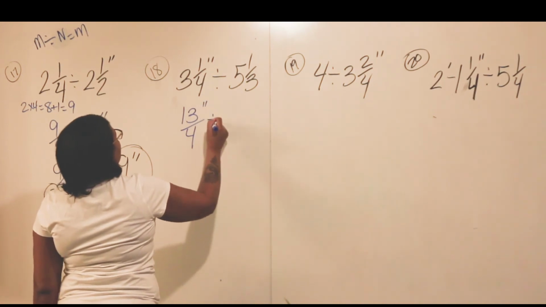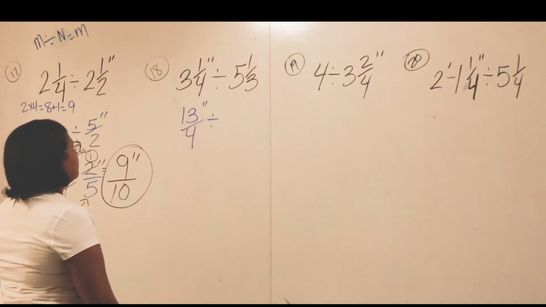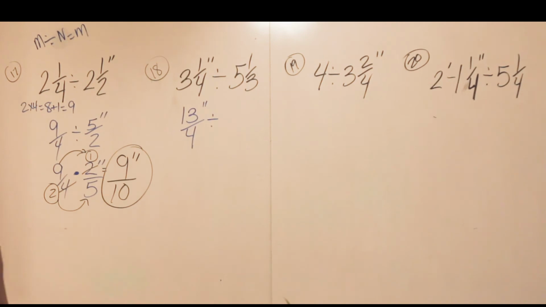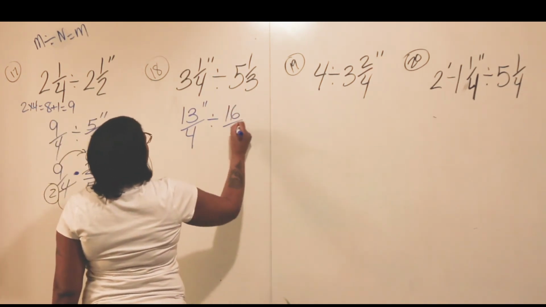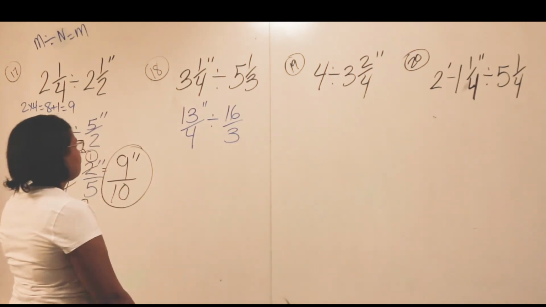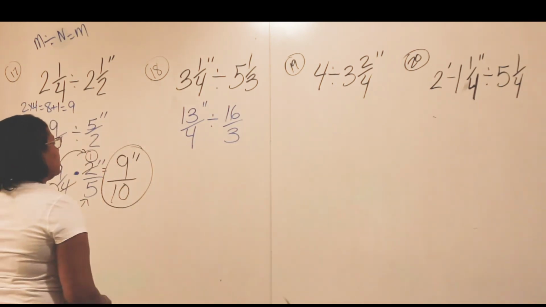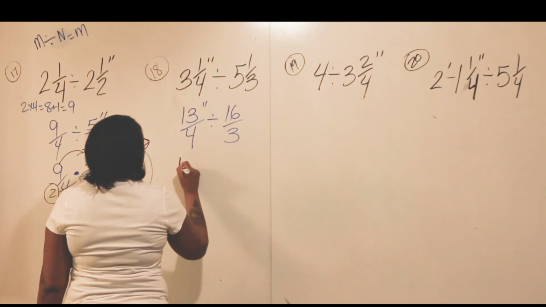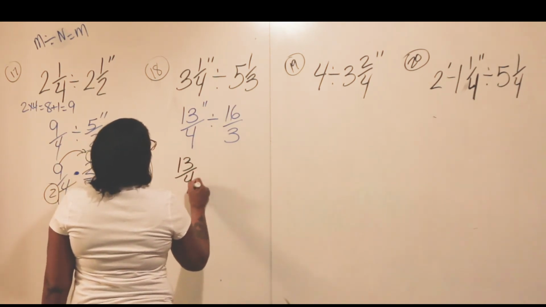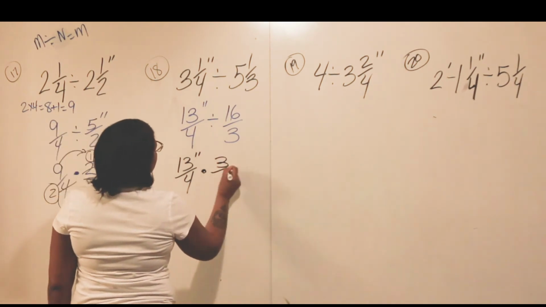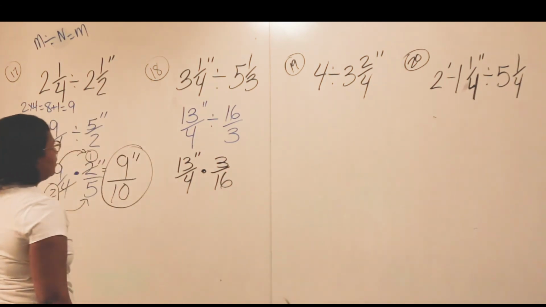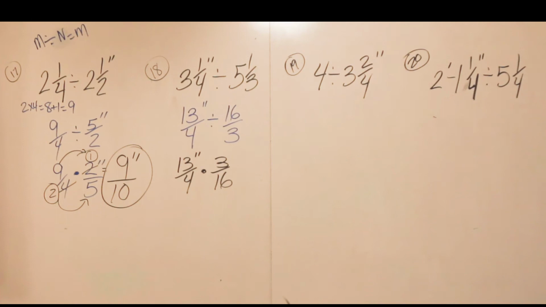Divided by. Let's deal with that mixed number first. 5 times 3 is 15, plus 1, 16. What do we do with that 16? Put it over 3. Next step, we rewrite the first numeric expression, 13 over 4, turn it to a multiplication problem, then we reciprocate: 3 over 16. And then we ask ourselves, can we cross reduce?